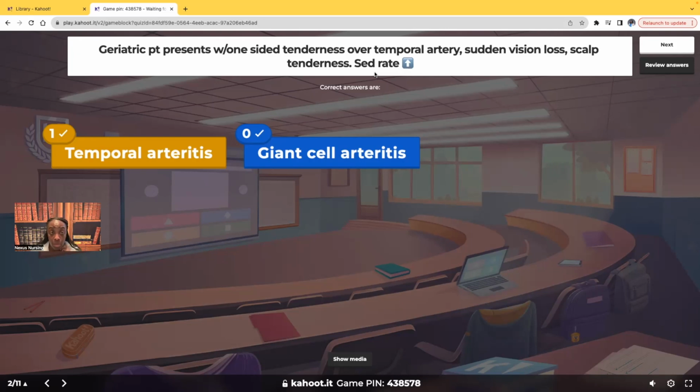Okay, this is a medical emergency. The patient can go blind. We don't play with this. This patient needs to go to the ER immediately.